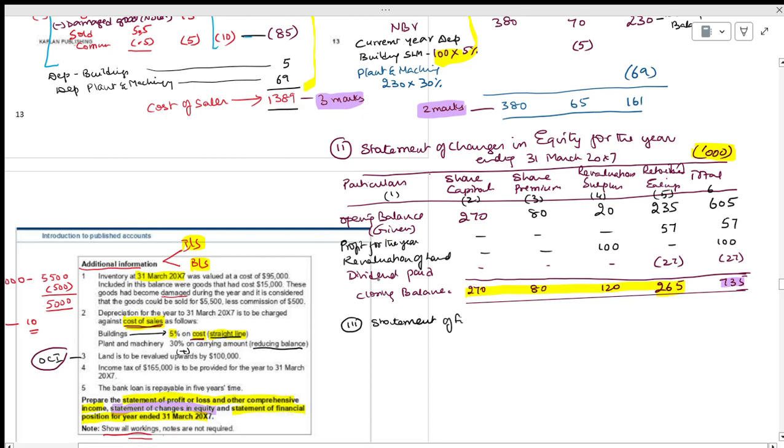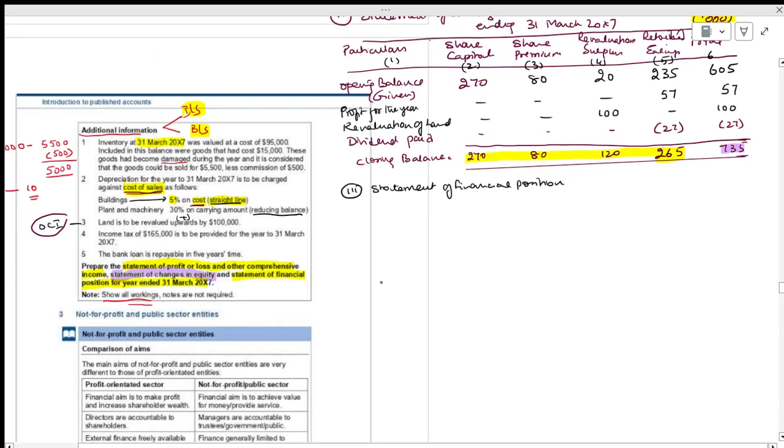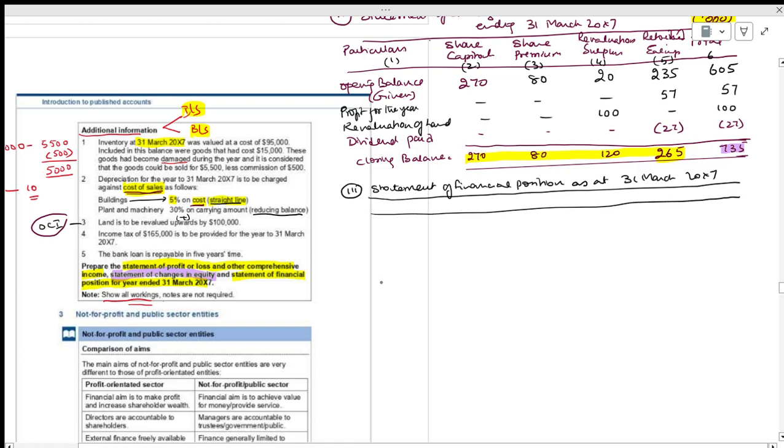Statement of financial position as at 31st March 2007. Listen to my words, okay? Whatever I say, follow, and inshallah you will get the benefits. Daily, once we have done it, immediately do it on the Excel.